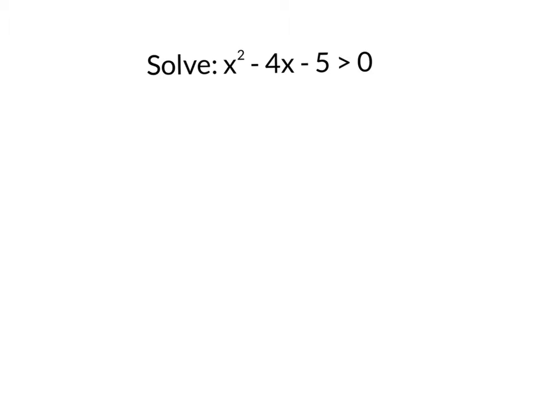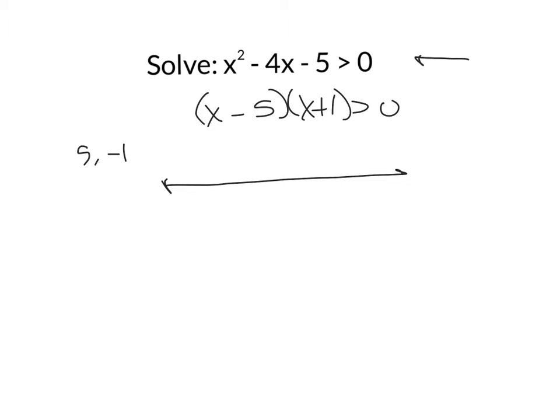First thing you need to do is make sure one side is zero, which it is. And then I'm going to solve. I'm going to act like it says equals even though it doesn't. I'm going to go ahead and factor like we have been, x minus 5, x plus 1. And I'm going to take my two zeros, which would be 5 and -1. I'm going to put them on a little number line down here, put -1 over here, put 5 here.